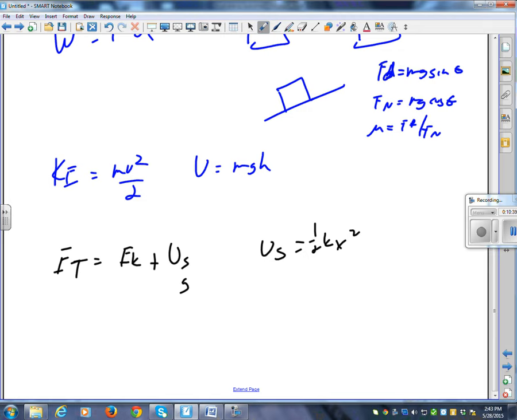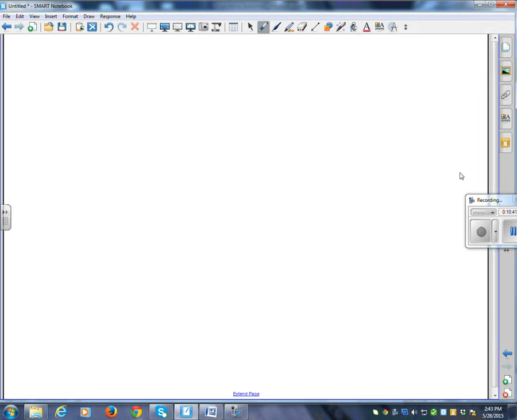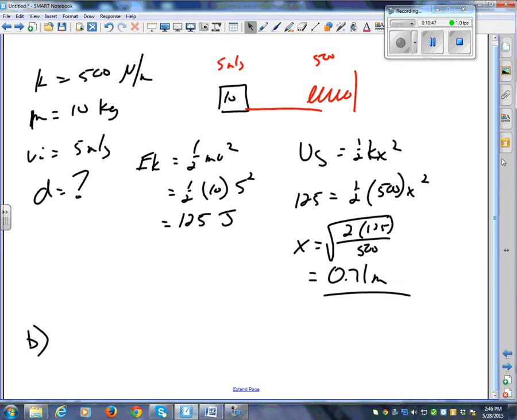14B. Okay. So now we're looking for in part B, when the x is how much? 0.4? Yes. So again, the total energy is going to be made up of kinetic plus potential spring energy. The total energy at the start and at the end is equal to 125.